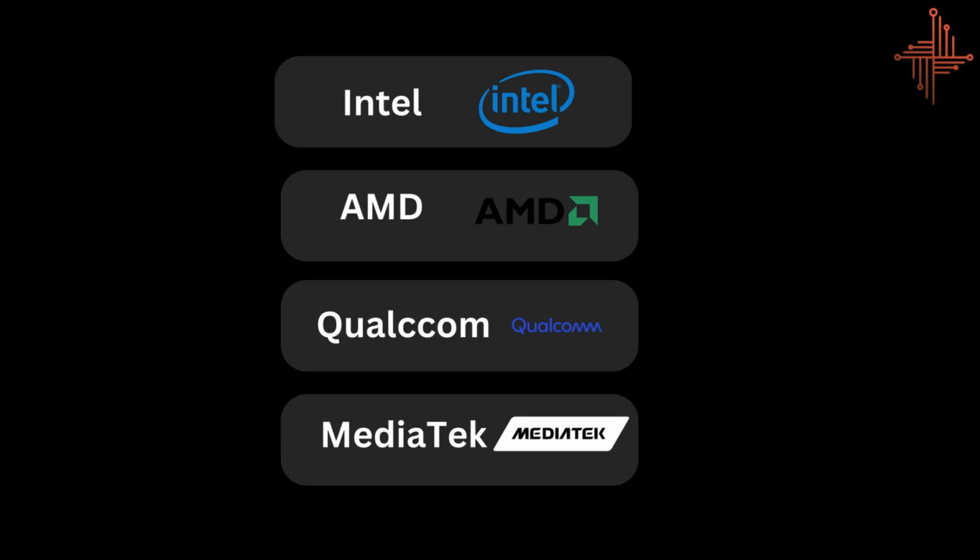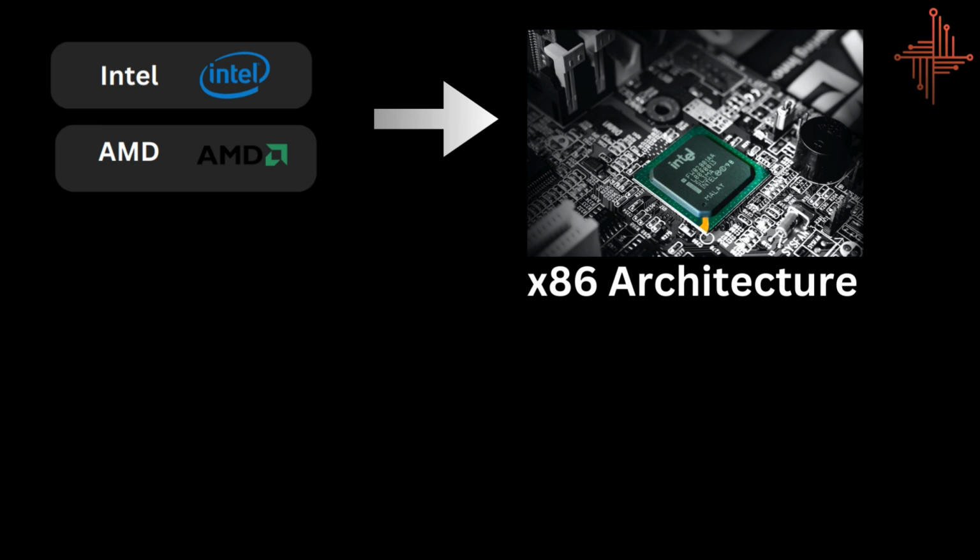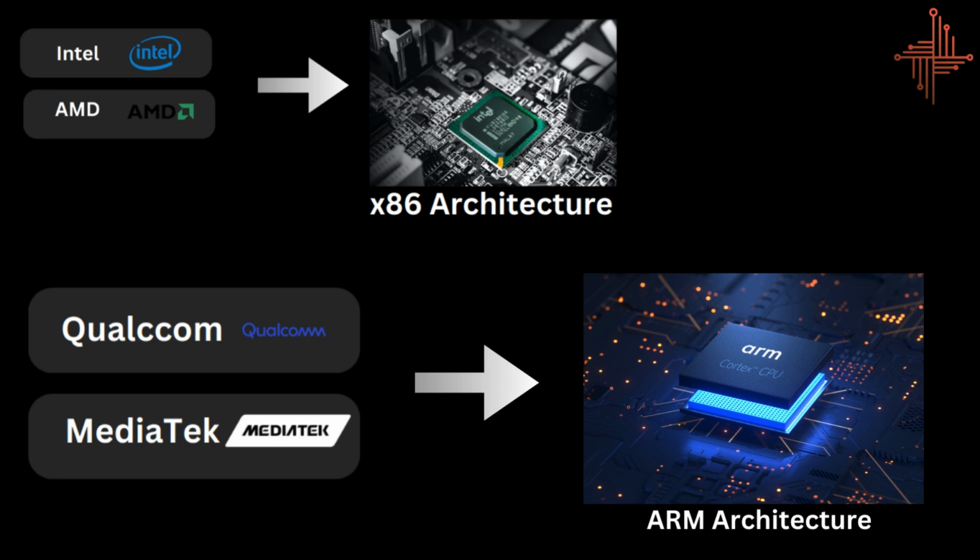By brains, I mean the microprocessor or chips for short. So I'm going to list few of those companies, which are Intel, AMD, Qualcomm and MediaTek. So talking about Intel and AMD, they follow an architecture called x86 architecture. We are going to talk about this in a while. And Qualcomm and MediaTek follow an architecture called ARM architecture.